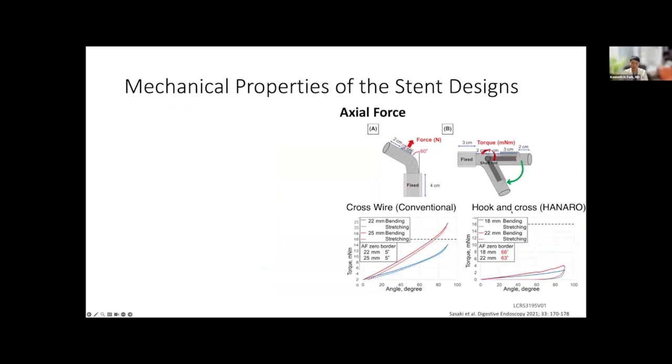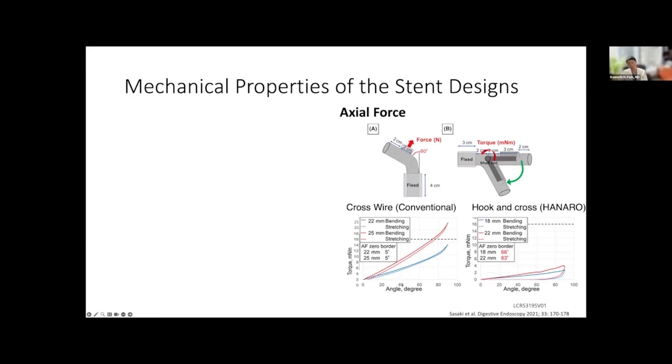So what about actual numbers? Is there actual evidence looking at these types of stents? A Japanese group in 2021 compared multiple metal stents, comparing the most common ones directly. The crosswire, again, is the braided, conventional WallFlex type stent, versus the hook and cross like the Hanaro. And you can clearly see here that the axial force, the torque that they measured, is much greater in the crosswired stent design versus the hook and cross.